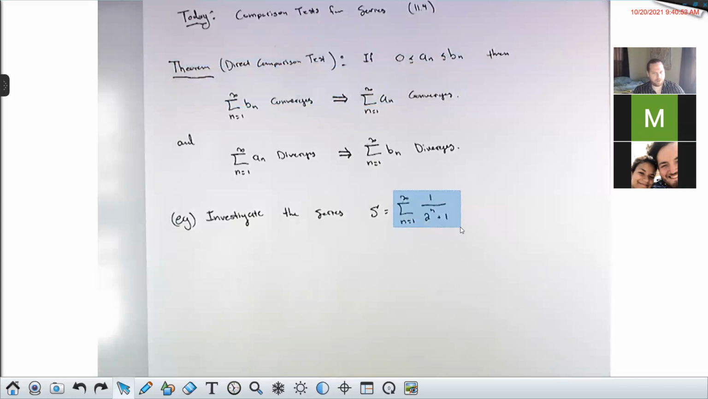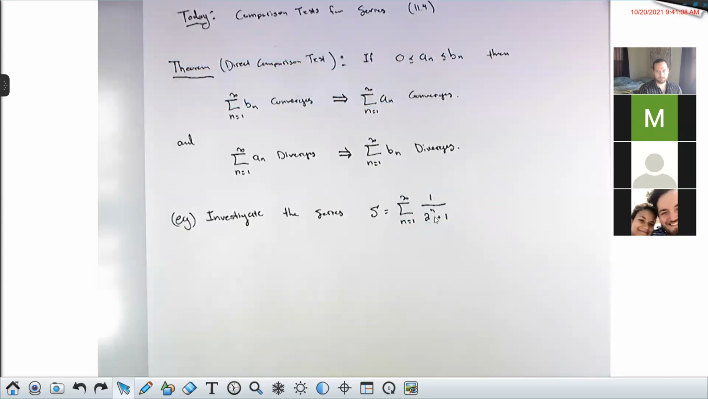This series is very similar to another series. What is this almost the same as? One over n. Not quite like 1 over n, right? 2^n is very different from n itself. 2^n is very, very fast growing, whereas n is quite slow growing. So what is the kind of least significant part of these terms?